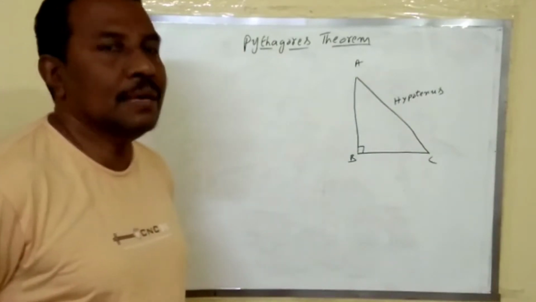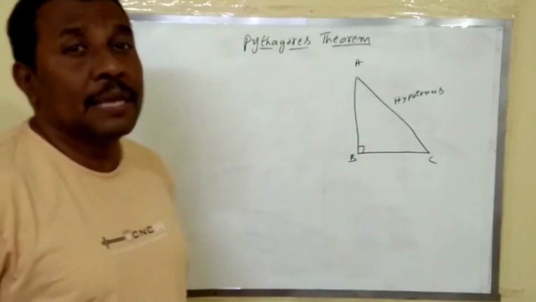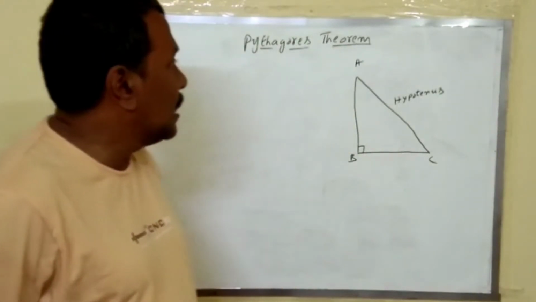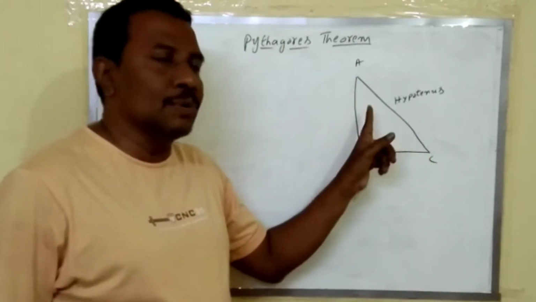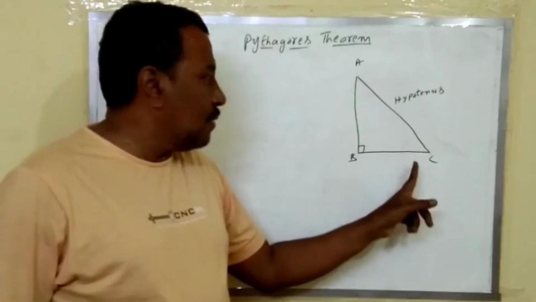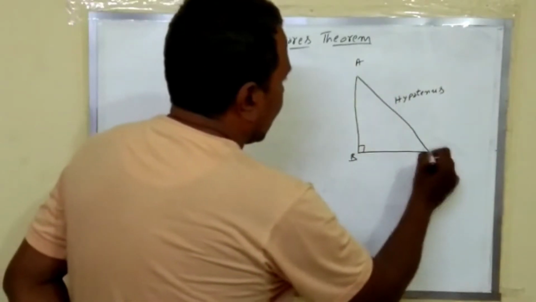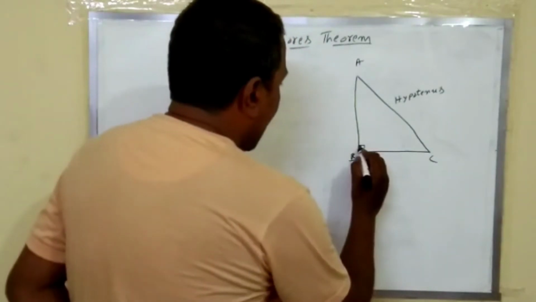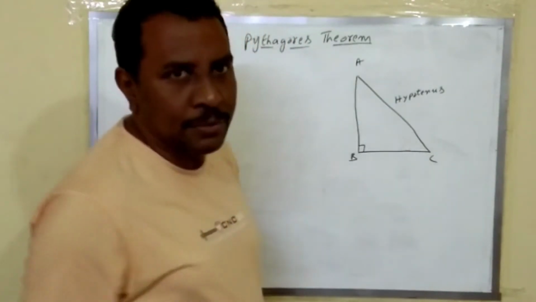Its proof. Okay. First of all, what is Pythagoras theorem? Pythagoras theorem is nothing but the square of the hypotenuse is equal to the sum of the squares of the other two sides. Okay. First of all, you take a right angle triangle ABC. Angle B is the right angle. So naturally AC is the hypotenuse.